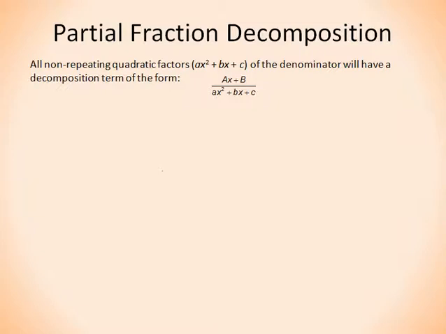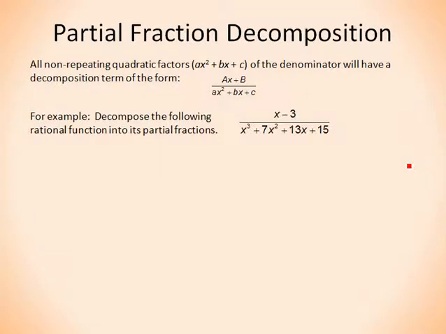Okay, now let's talk about how to do a partial fraction decomposition of a non-repeating irreducible quadratic factor. An irreducible quadratic factor is one that can't be factored. And an irreducible quadratic factor will have a decomposition term of this form here, where I need ax plus b in my numerator. And let's take a look at an example.